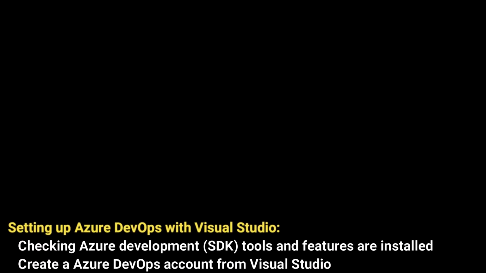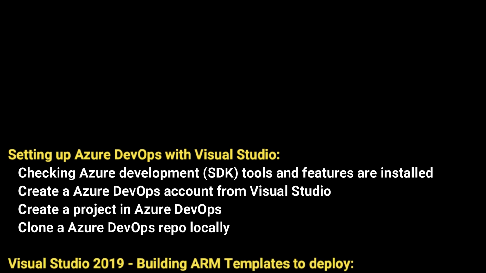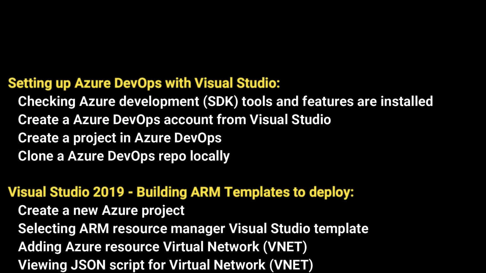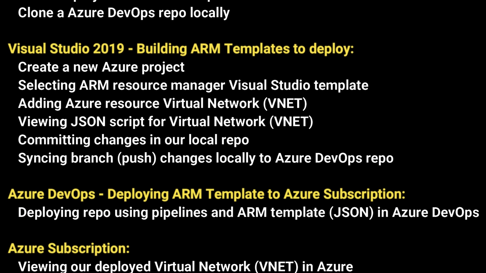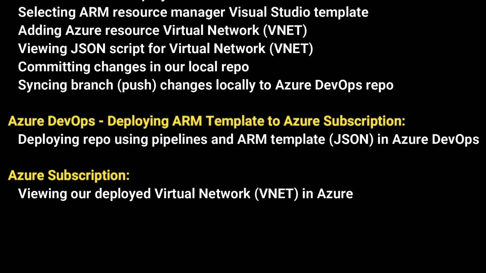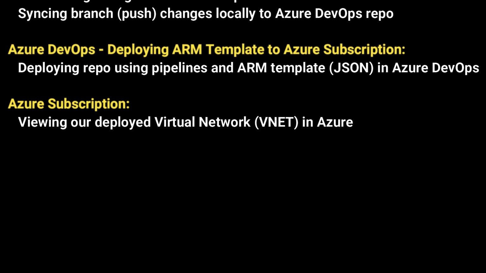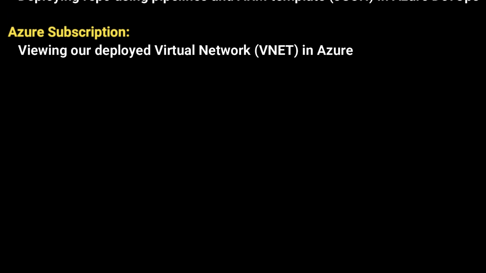Here's a quick summary of what's covered in this video. We will set up Azure DevOps with Visual Studio. We will build our ARM template based upon an Azure VNet to deploy via Azure DevOps. And then we'll take a look after deployment at our VNet in the Azure subscription.